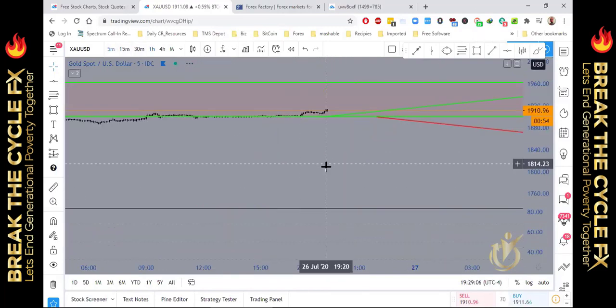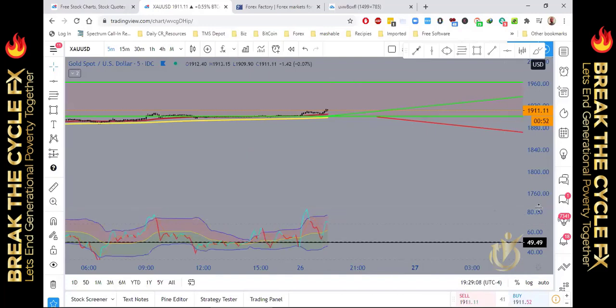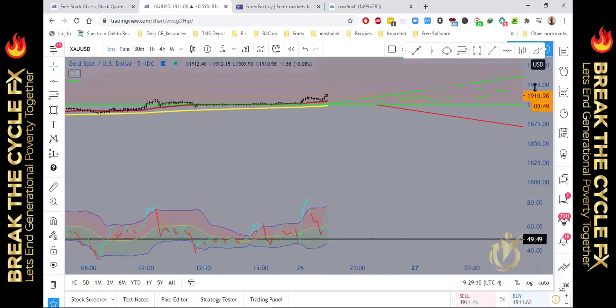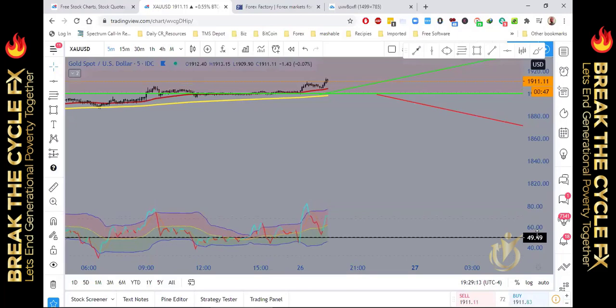Let's look at the 5-minute. I'm not even looking at the candles right now. Let's look at the TDI.